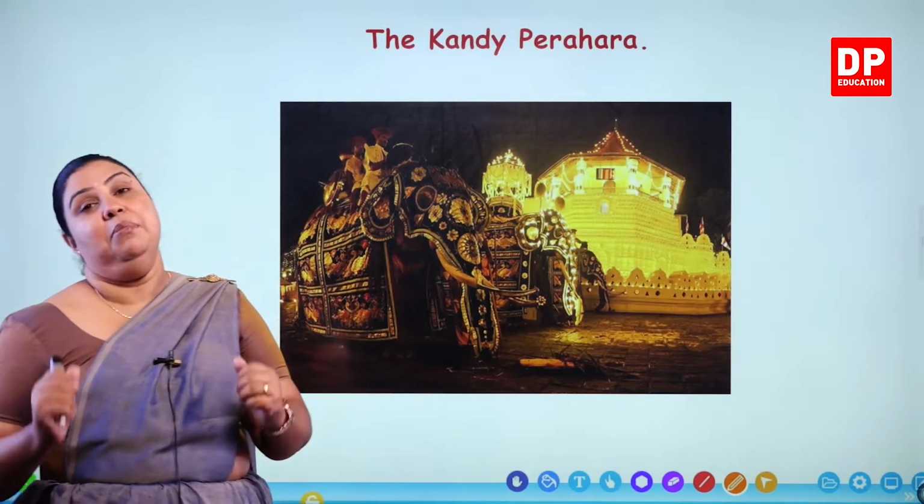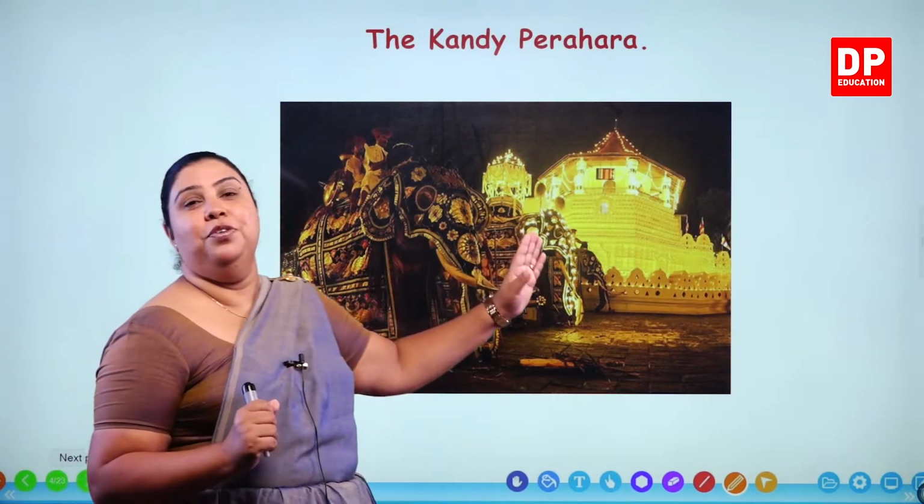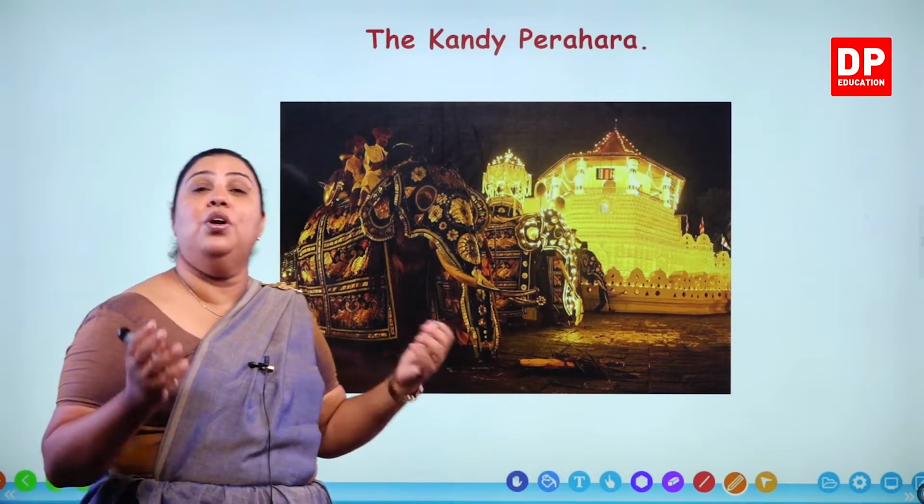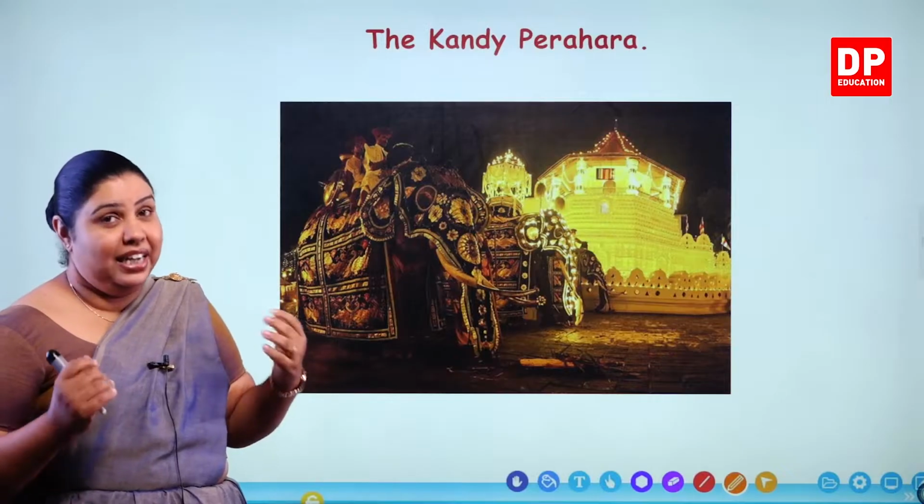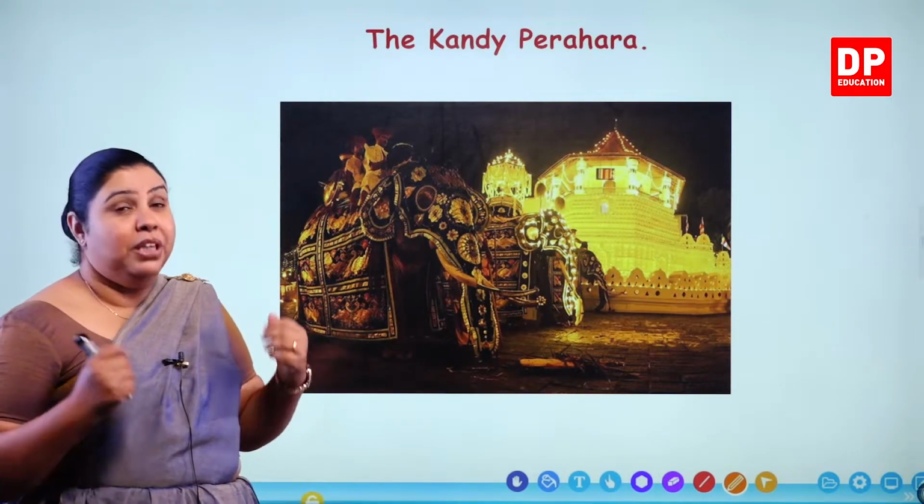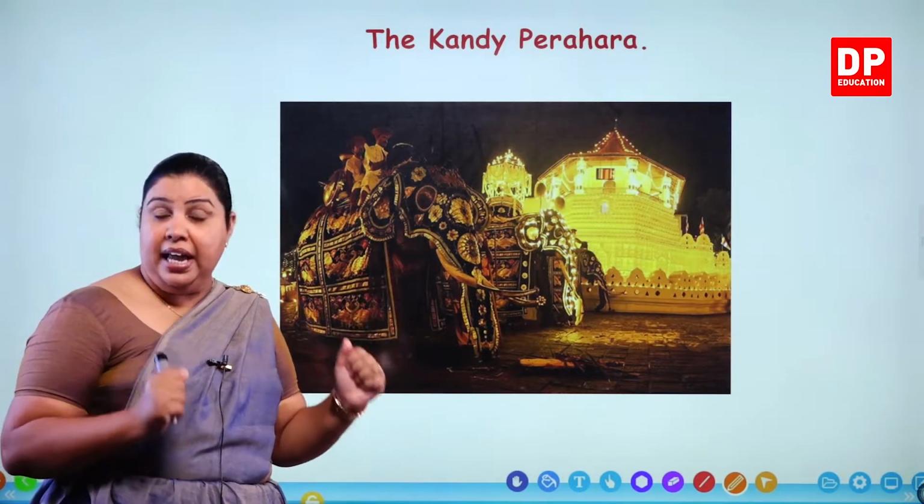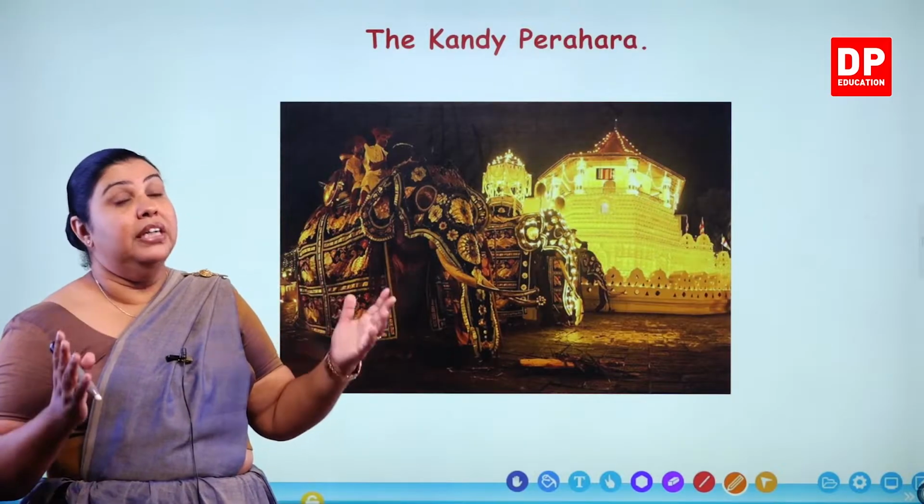Sri Dalada Maligawa. So now in this picture, such a beautiful picture, and we are so proud of our history. As a nation, we are so proud of our Kandy Perahera because UNESCO has named the Kandy Perahera a World Heritage.